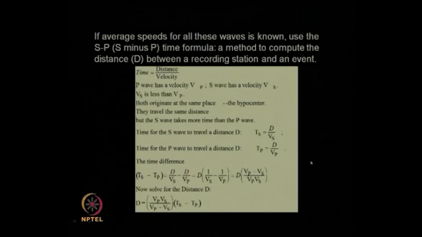In that case, we have seen various methods. One is to use the average wave speed of S and P using the S minus P time formula, which is very simple, like the time equals distance by velocity equation. Corresponding to the time the shear wave takes and the time the primary wave takes, the difference which we observe at the seismogram can be used to obtain the value of the epicentral distance d, by knowing or assuming the crustal velocities Vp and Vs and this known value of Ts minus Tp.